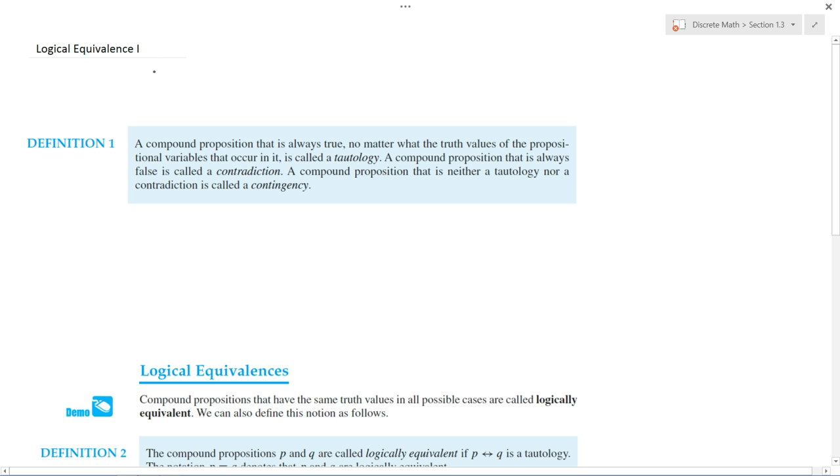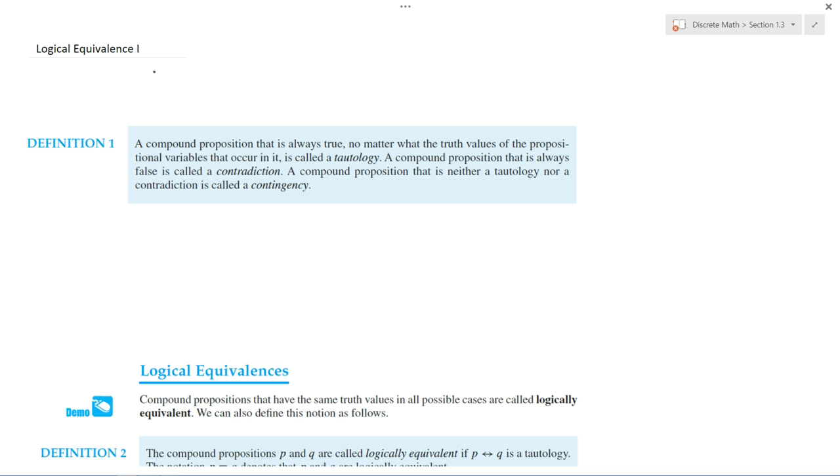Before we start, an important type of step used in mathematical argument is the replacement of statements with other statements with the same truth value. And that's what we're going to see in propositional equivalence. Because of this, methods that produce propositions with the same truth value as a given compound proposition are used extensively in the construction of mathematical arguments.